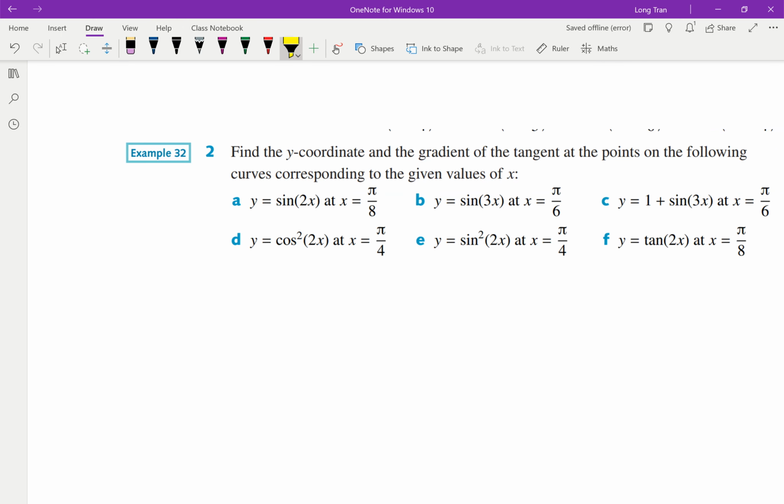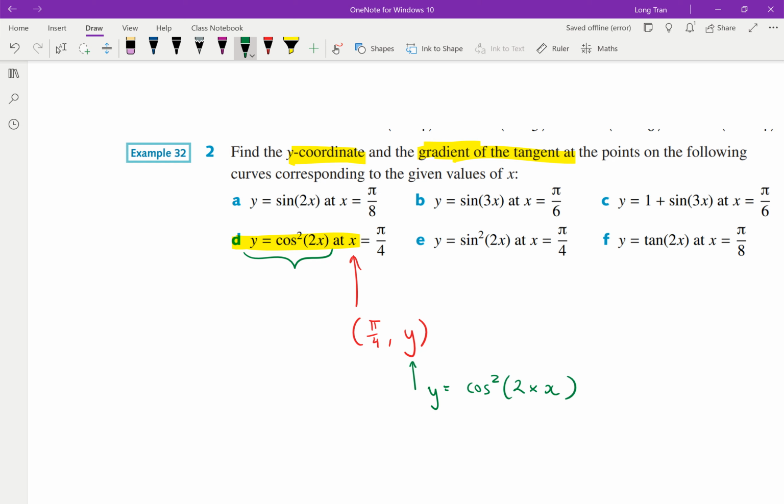We're now going to look at this exercise 9I2d. Let's have a look. Find the y-coordinate and the gradient of the tangent at the point of the following. So that tells me that you've got the x-coordinate, which is pi on 4, and you need to find the y value. Conveniently, they've already given you the equation to find the y value. So y has to equal the cos squared of 2 times x, whatever x is.